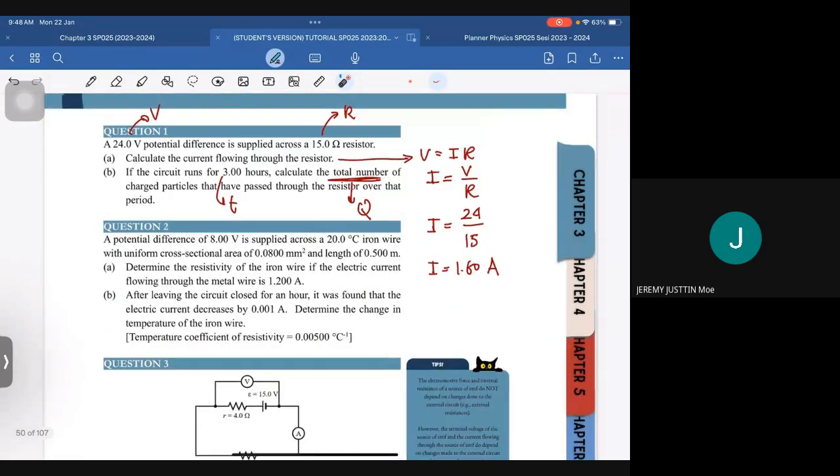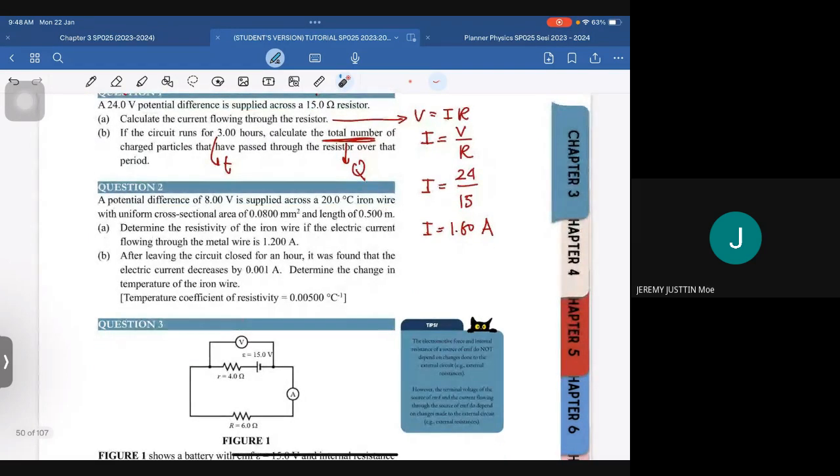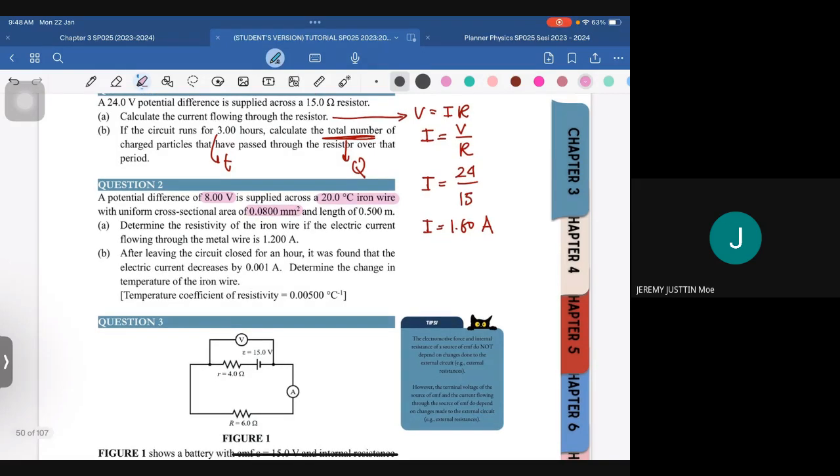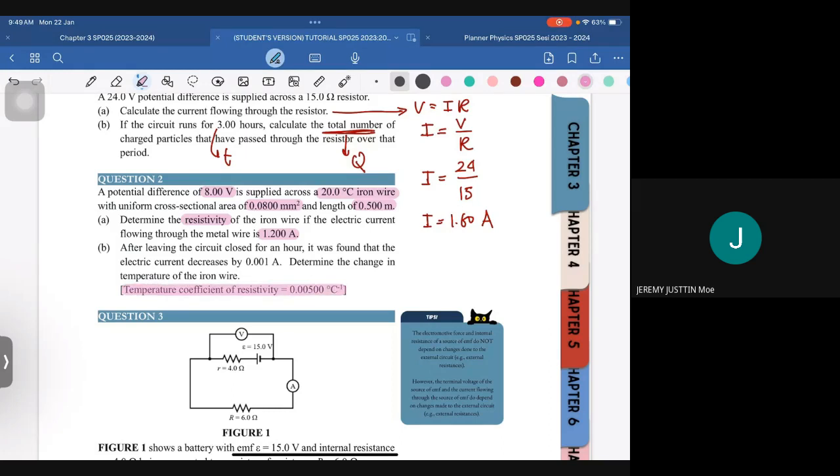So for question 2, we have a potential difference of 8 volt. Okay, so sekarang dia bagi V 8 volt supplied across a 20 degrees Celsius iron wire with uniform cross-sectional area of 0.08 millimeter square and then length of 0.5 meter. Okay, so sekarang soalan minta kita cari resistivity of the iron wire if the current flow is 1.2 ampere. Okay, so sekarang dia bagi, sudahlah di sini, temperature coefficient of resistivity 0.005 per degree Celsius.